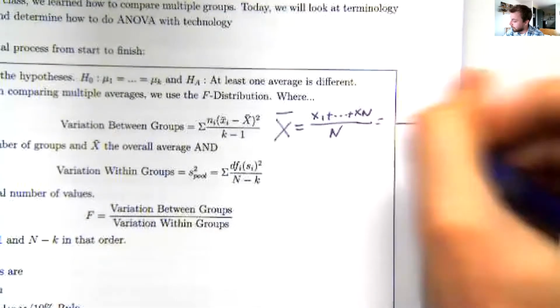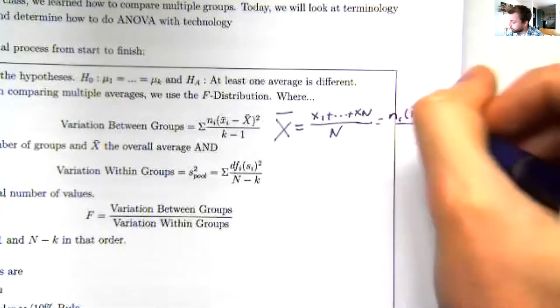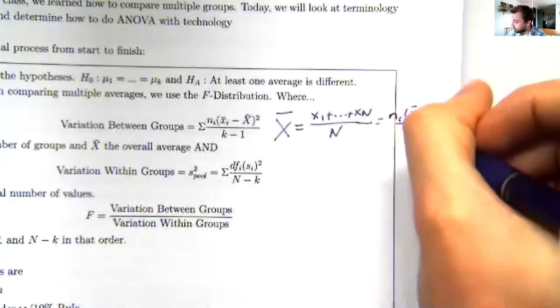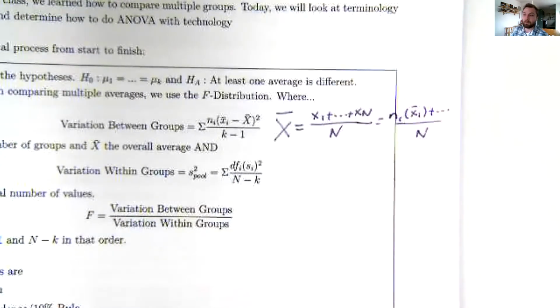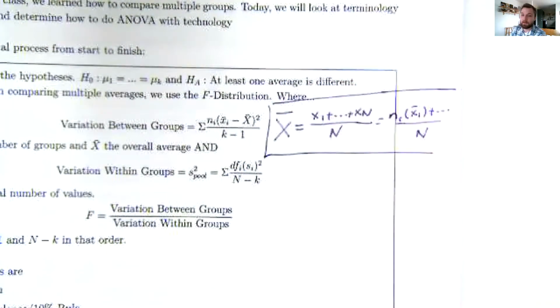Or I can do a weighted average where I take the number of samples in the first group times the average plus the number of values in the second group times the average divided by the total number of terms. So this capital X bar, this is a weight of all of the values, a weighted average.